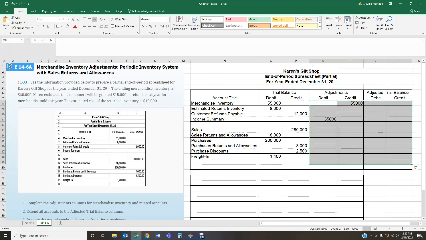Let me just put some commas in here. That way it makes it cleaner for me to see. Okay, there we go. So that is step number one. We're going to clear the balance that we have in our merchandise inventory by crediting it for the full amount, and then we offset it against income summary.